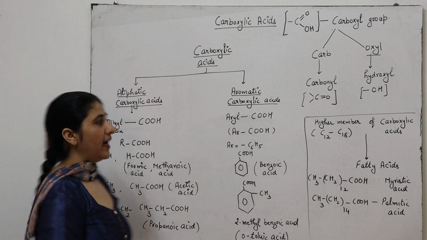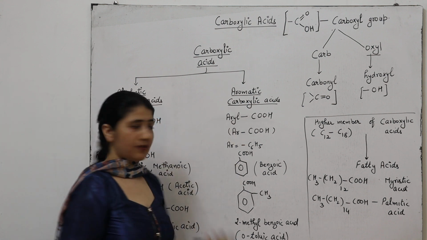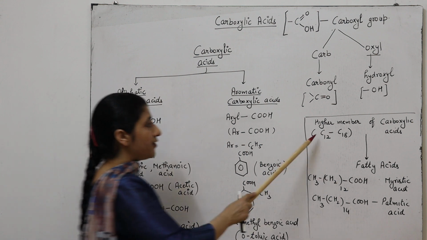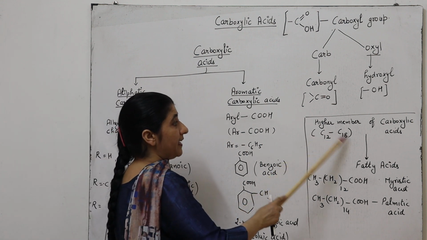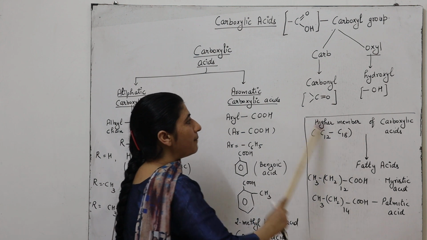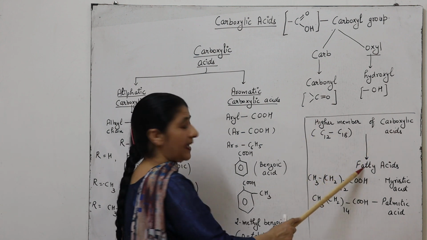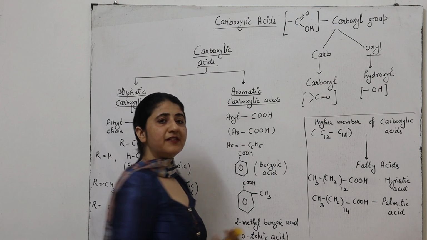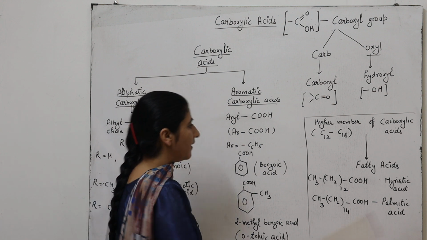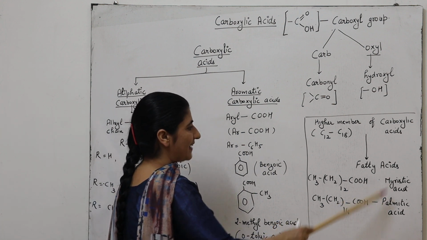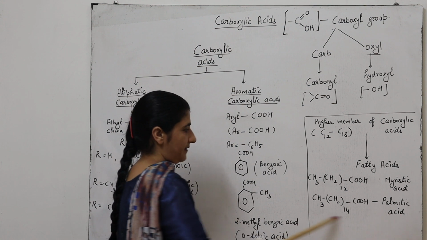In addition, we also have higher members of carboxylic acids having carbon ranging from C12 to C18. These higher members of carboxylic acids are known as fatty acids. Some common examples of fatty acids are myristic acid and palmitic acid.